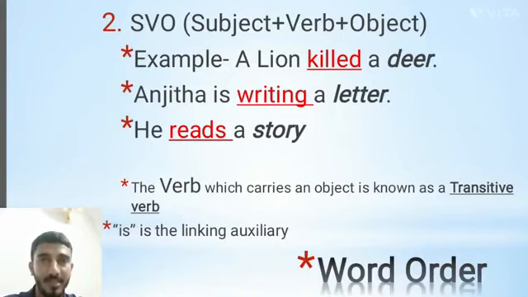Yes, I hope you got it. Anjita, subject; writing, verb; and a letter, object. So it meets that pattern, means it meets the rule of that pattern. Anjita, subject, writing, verb, a letter. So that sentence is an SVO pattern, so nothing more to define. I hope you got the idea.